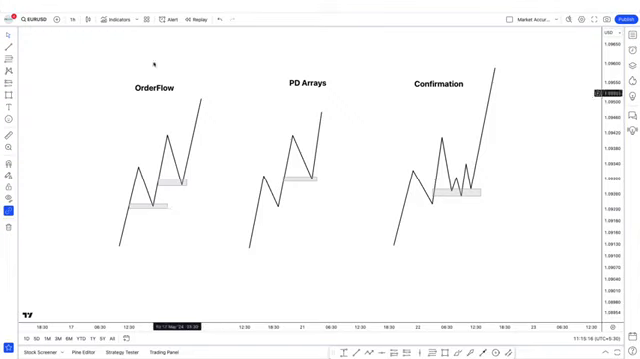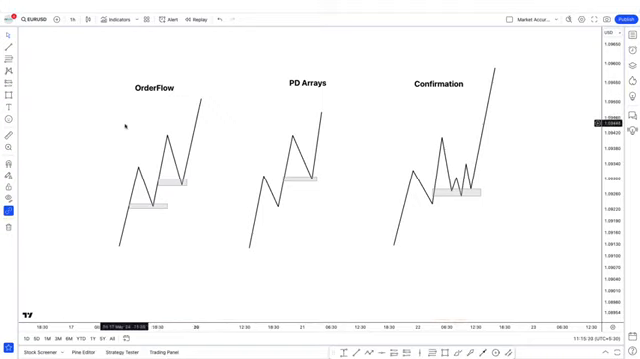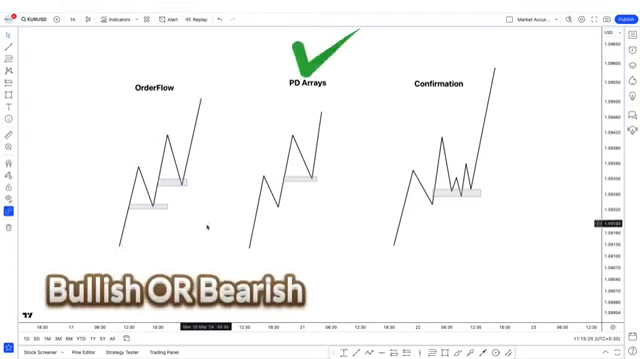So the very first rule of the strategy is that you have to identify the order flow. This has to be one of the important things when it comes to trading this strategy. Once you identify the order flow, you should be good to go. So what is an order flow? Basically, if the price is continuously respecting the bullish or bearish PD arrays.